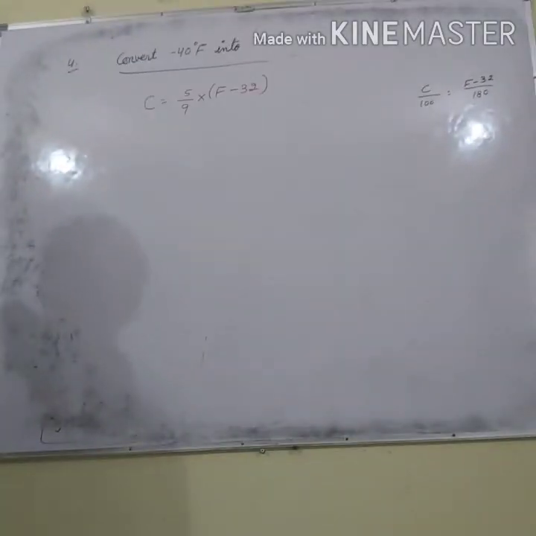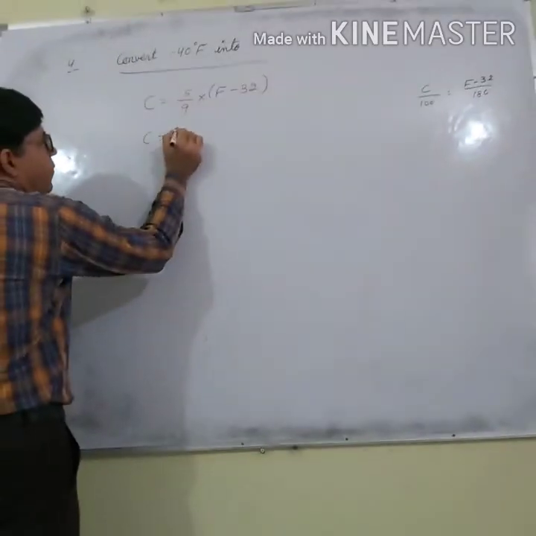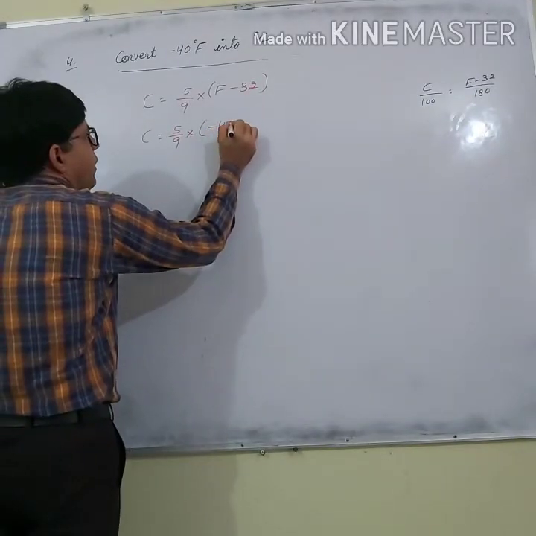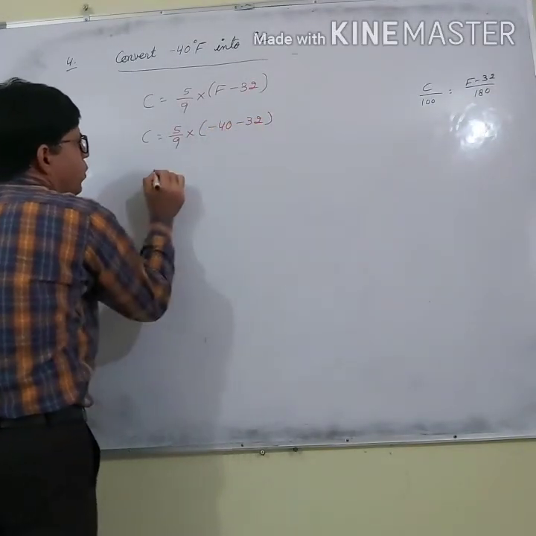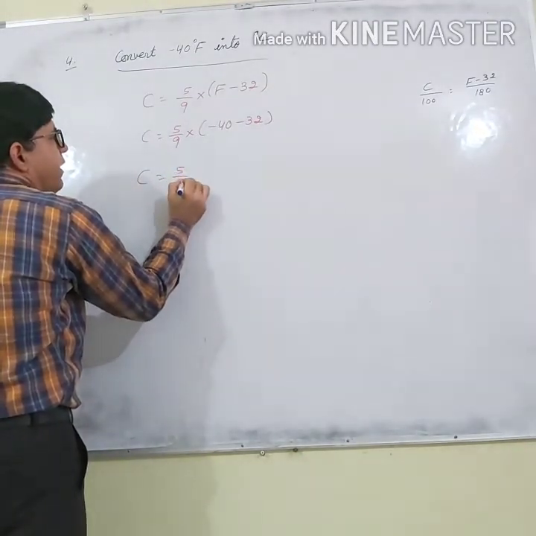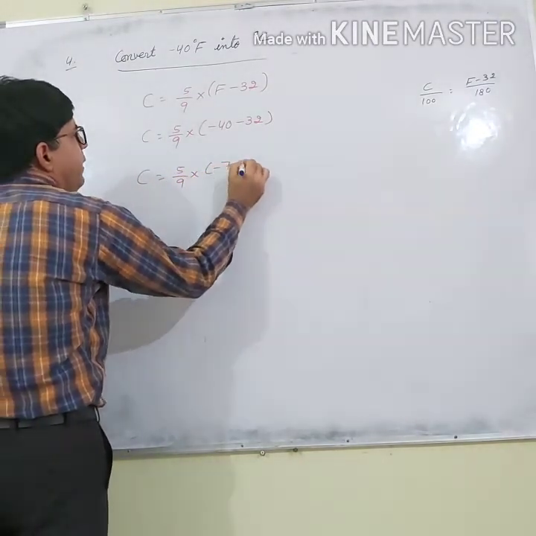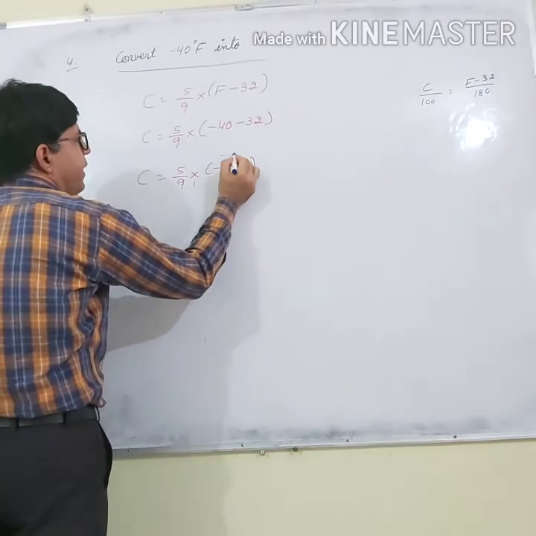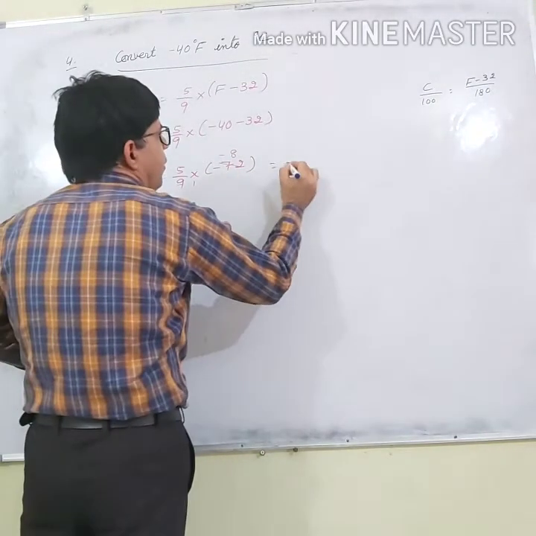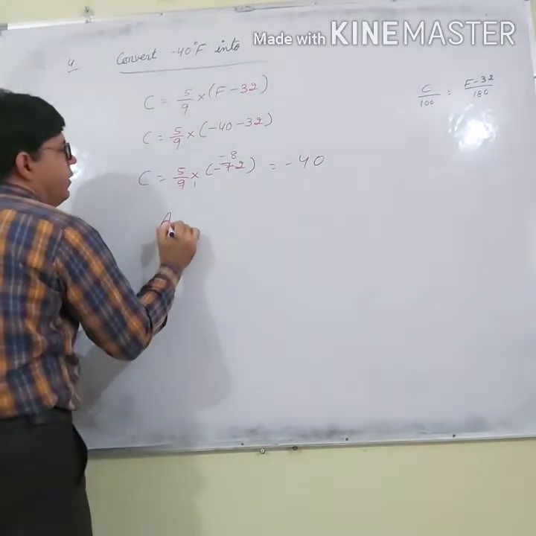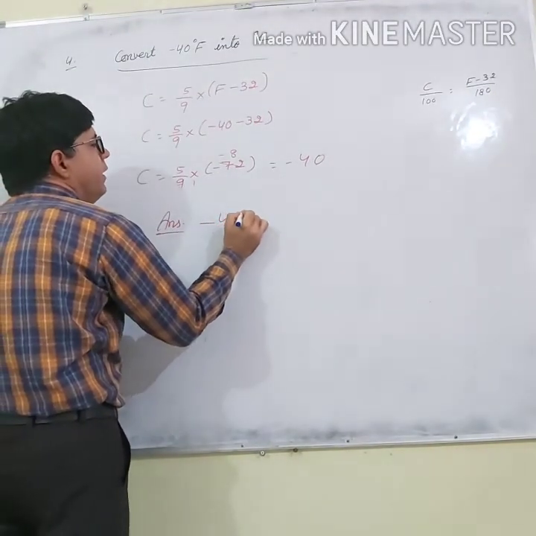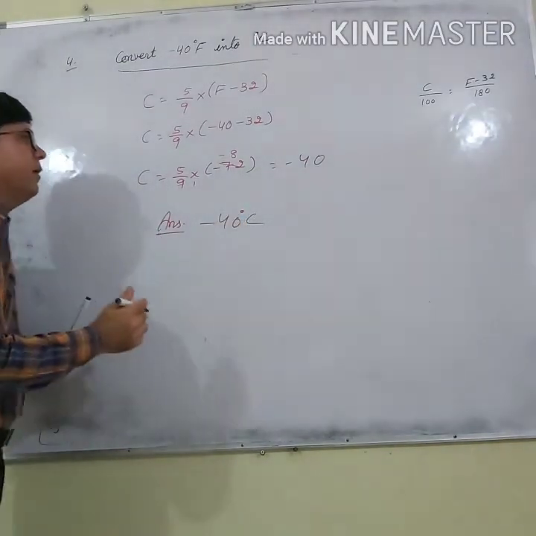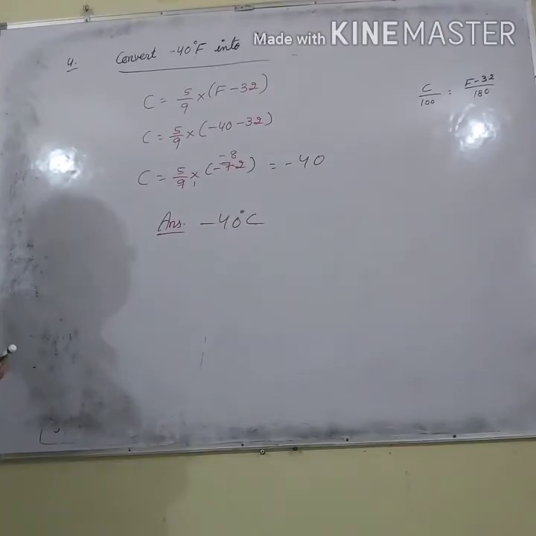So let's do this. How much will this be? 5 by 9 multiplied by, F is minus 40 and this is minus 32. So I can write 5 by 9 multiplied by minus 72. So definitely it is going in the table of 9. So minus 8. So the answer is minus 40. Minus 40 degrees Fahrenheit is minus 40 degrees Celsius.